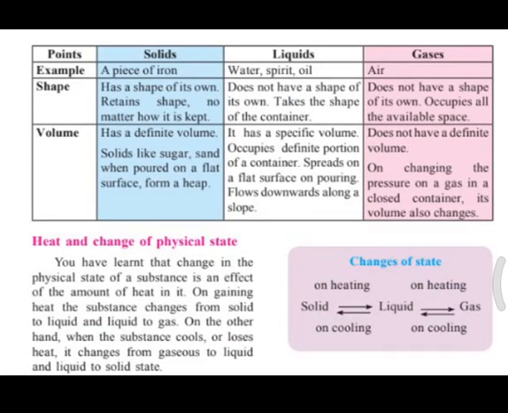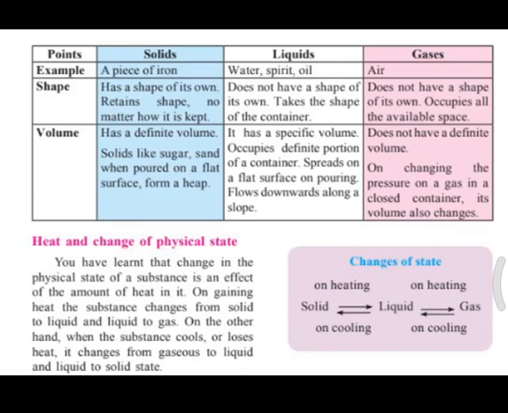Now we'll see about properties with respect to shape and volume. On your right hand side there are solids, liquids, and gases. First, an example we'll see: a piece of iron. Solid is an example, a piece of iron. It has a shape of its own. It retains the shape no matter how it is kept.